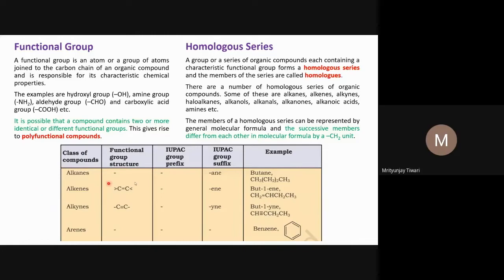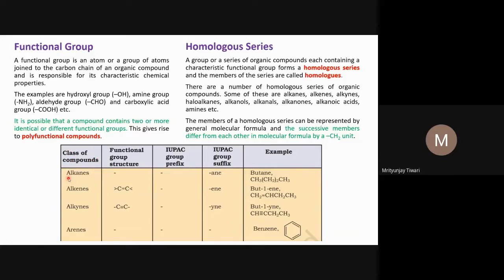Let's now see the different functional groups. These functional groups are a very important thing. Unless you understand the structure of different functional groups, you will not understand organic chemistry. So we will have to remember this table as well. We will see the classes of compounds, the functional group structure, and then the IUPAC prefix. These things we will see later when we study IUPAC nomenclature, and we will also see examples of the different classes of compounds.